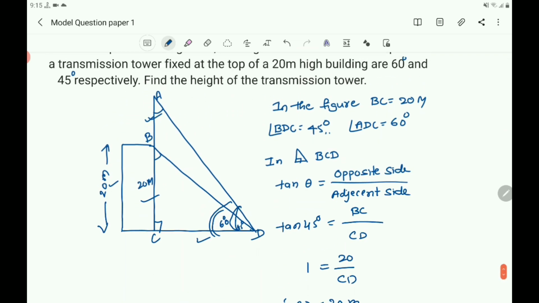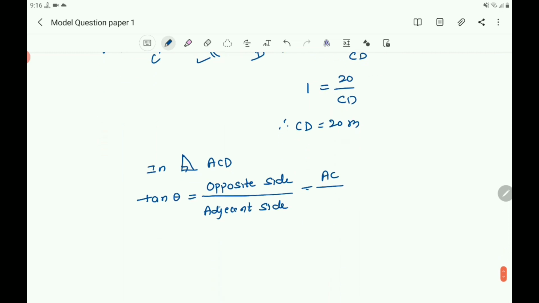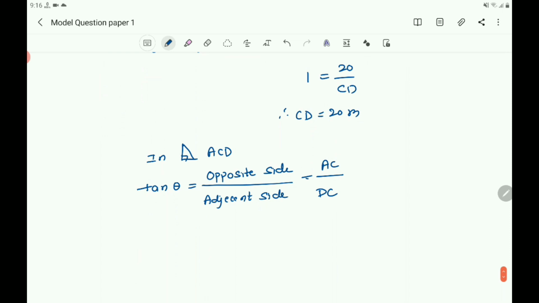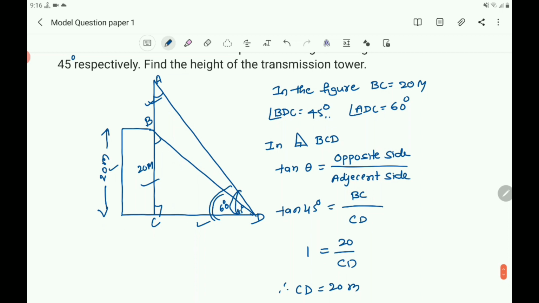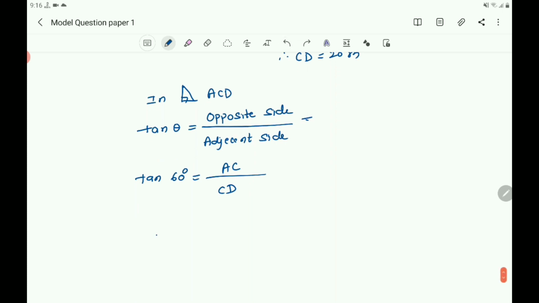Opposite side is AC, adjacent side is DC. Or otherwise you write here tan 60 degree. Opposite side is AC, adjacent side is CD, so AC by CD. Then what is the value of tan 60? Tan 60 is root 3. You must know it. Root 3.